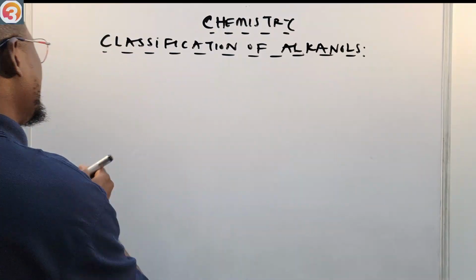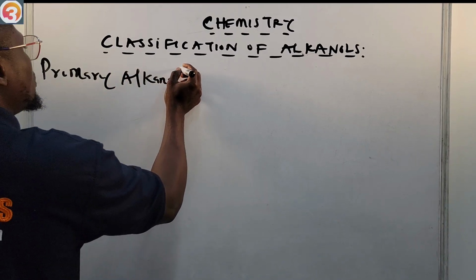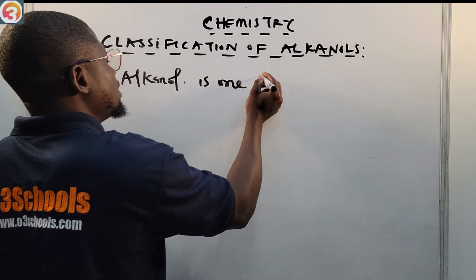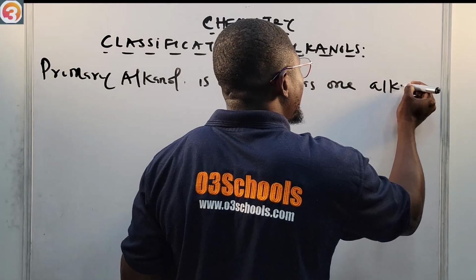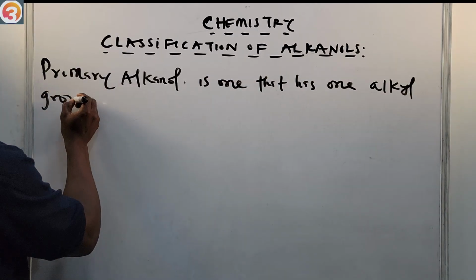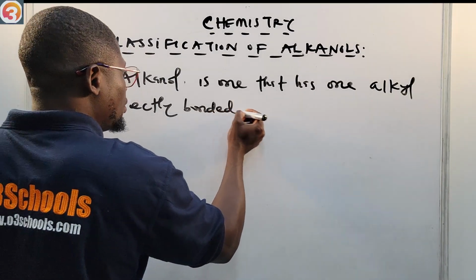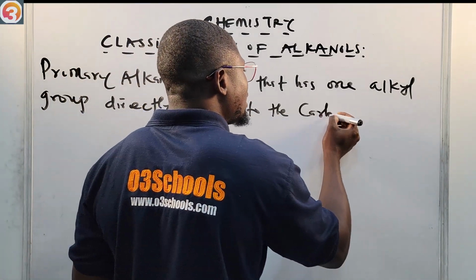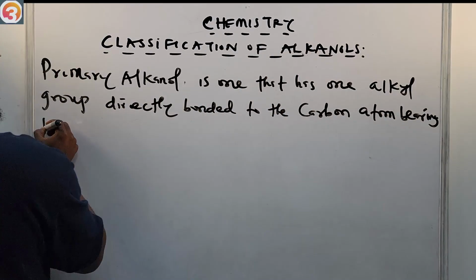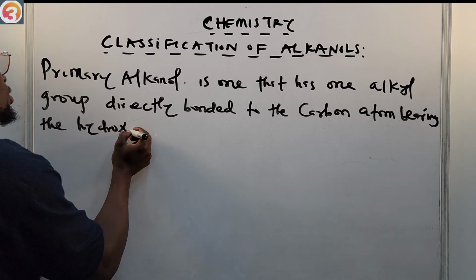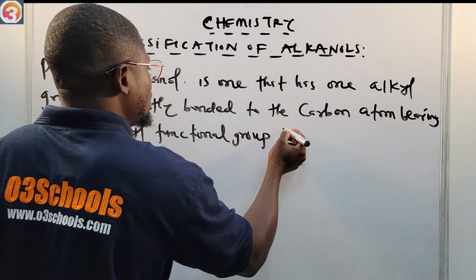So we are saying that a primary alkanol is one that has one alkyl group directly bonded to the carbon atom bearing the hydroxyl functional group, that is OH.